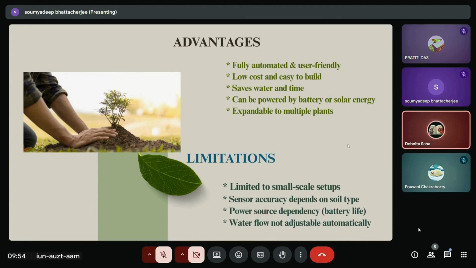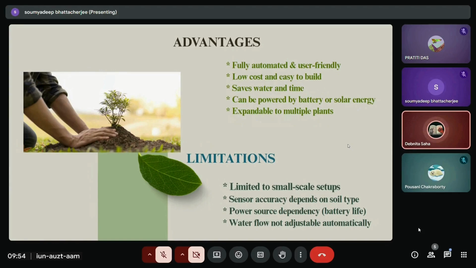The next limitation is power dependency. The system needs a continuous supply of power to operate the Arduino, sensor, and pump. In areas with frequent power cuts or no electricity, the system may fail to water the plants on time. One possible solution is to use battery backup or solar power, which would make it energy independent. In future upgrades, integrating a small solar panel could make the system completely sustainable and eco friendly.